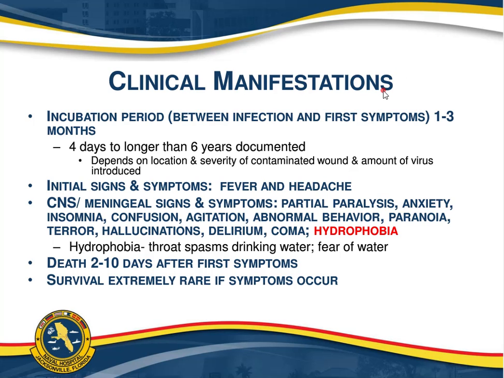So initial signs and symptoms: fever and headache. And then other signs and symptoms that can occur: partial paralysis, anxiety, insomnia, confusion. So these are neurological, mental status types of symptoms. Abnormal behavior, paranoia, terror, hallucinations.